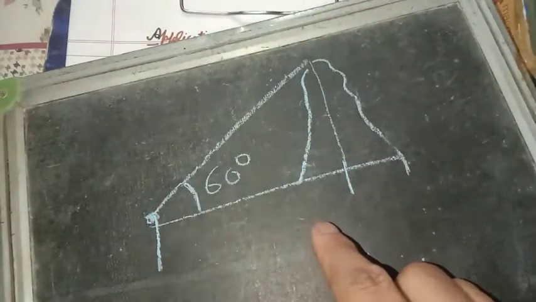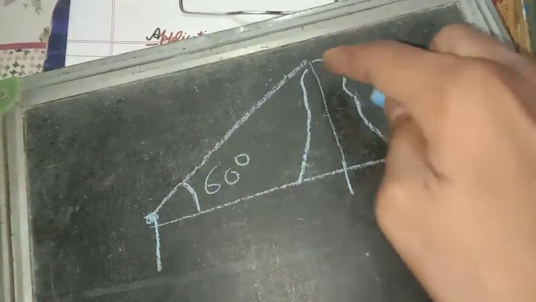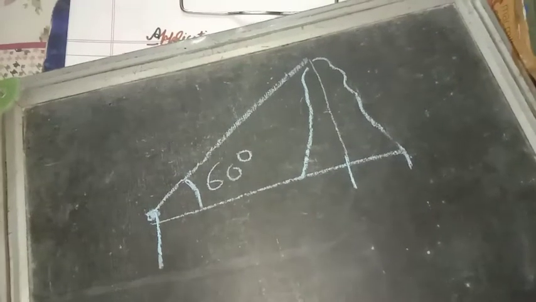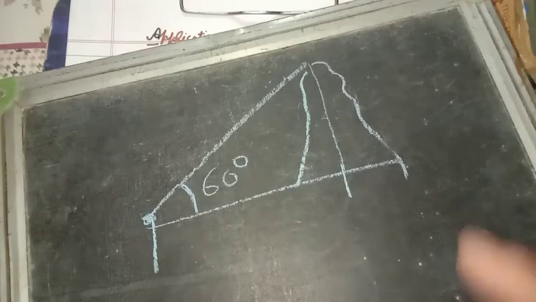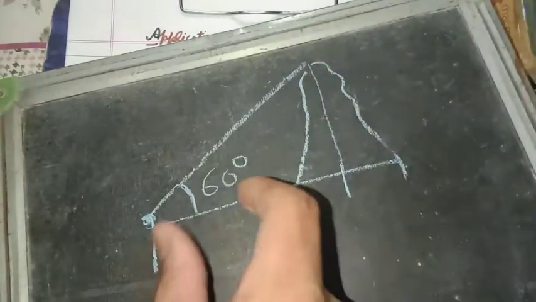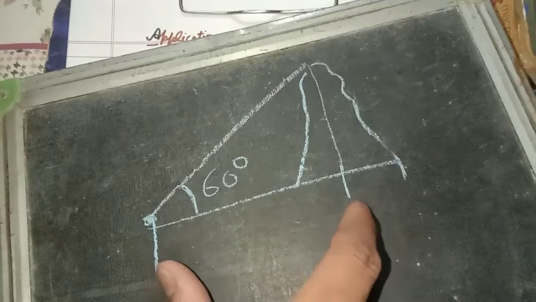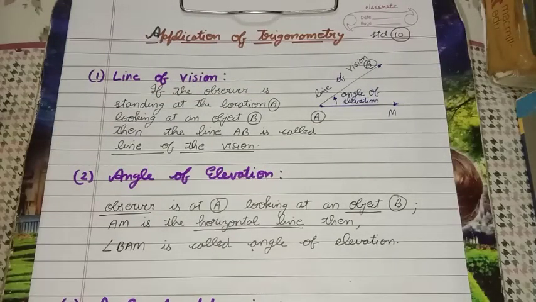By just completing it, it will be a right angle triangle, so you can find out this height by using some trigonometric ratios. So this is how distances can be found, or the other way around, if I know the height of this mountain and the angle, I can find out the distance of the mountain from me. This is a very simple example of an application of trigonometry.